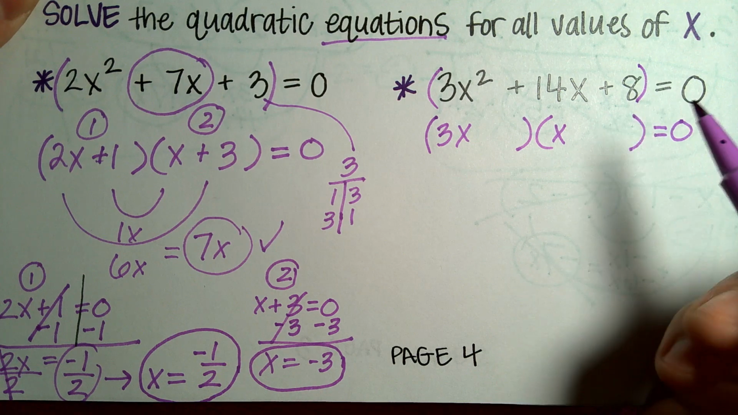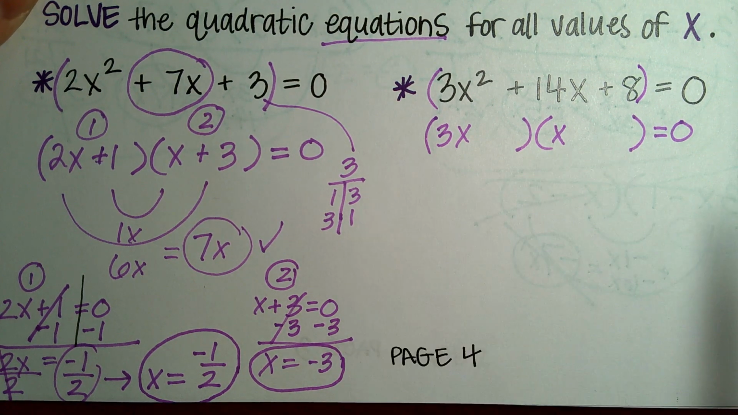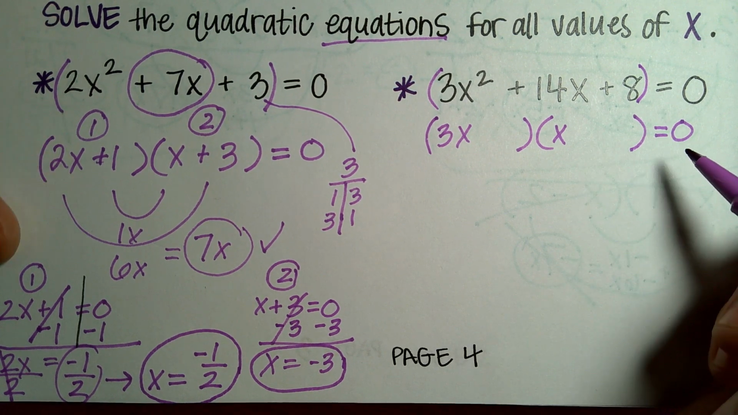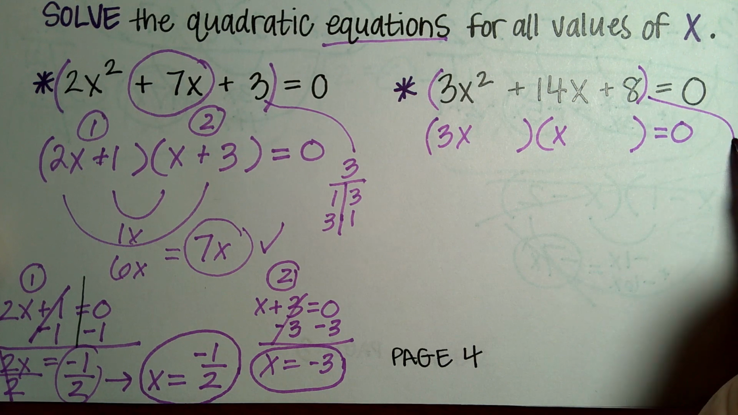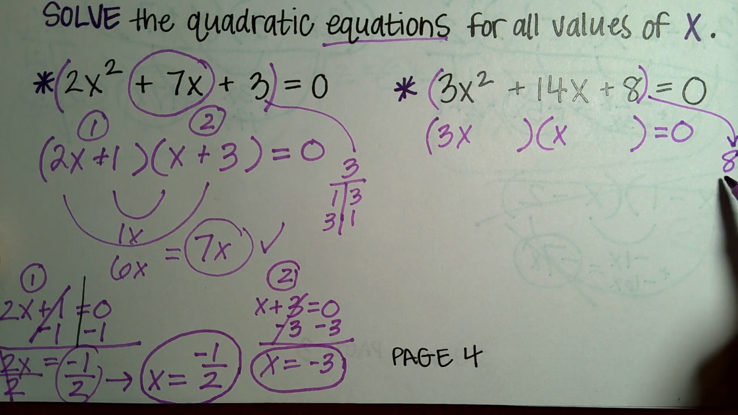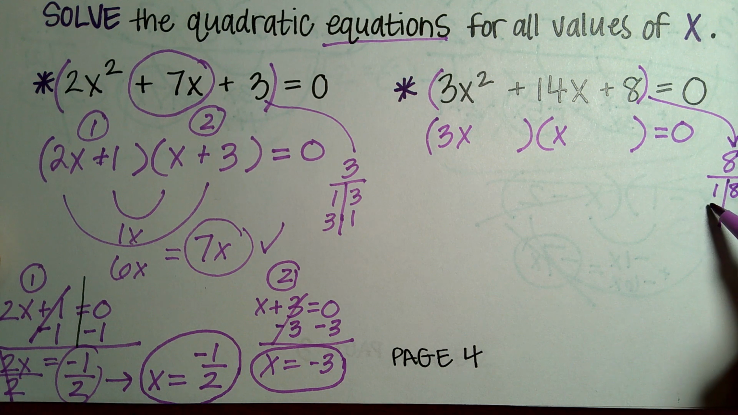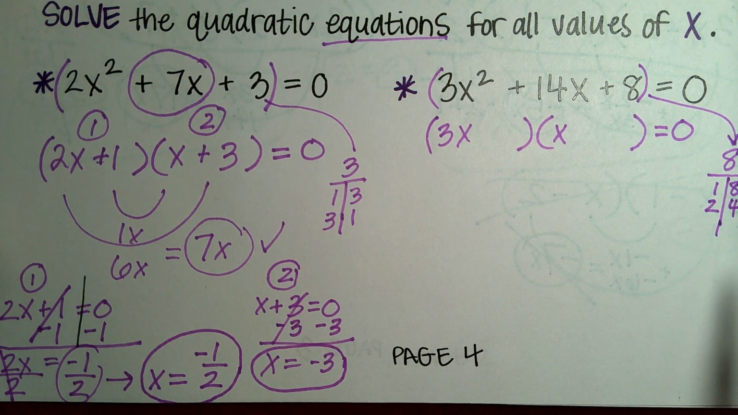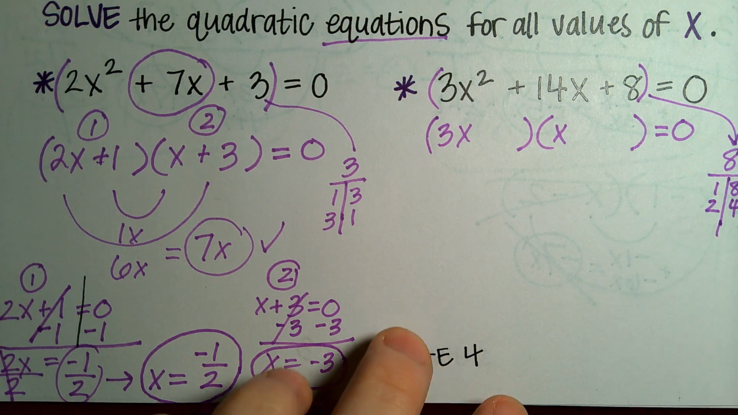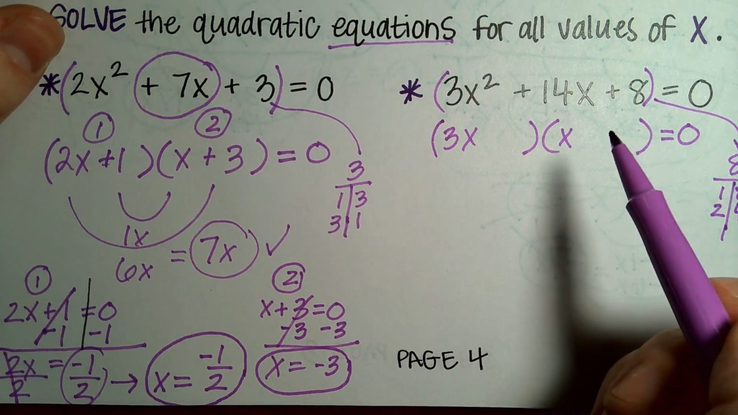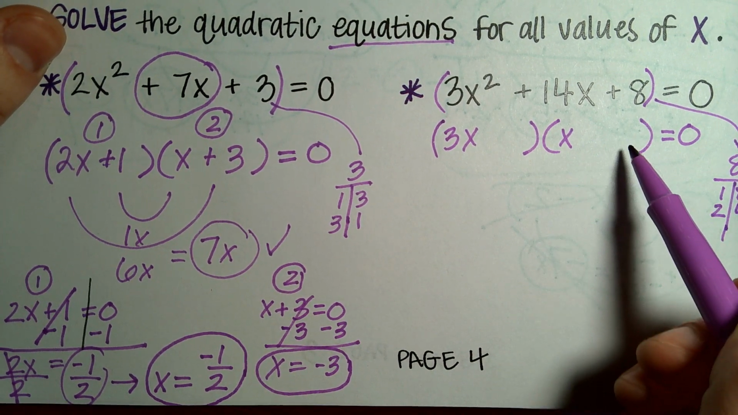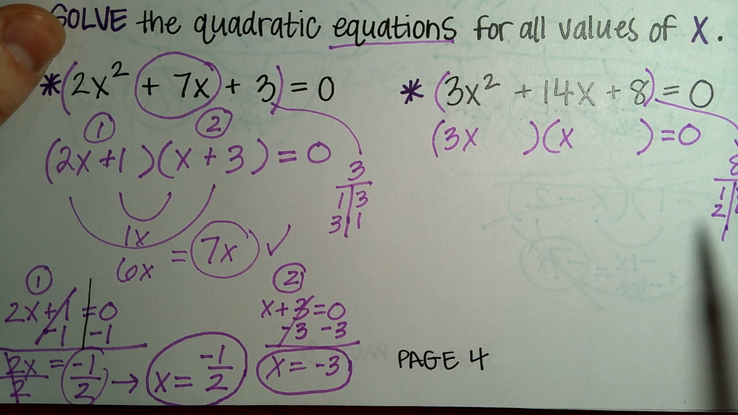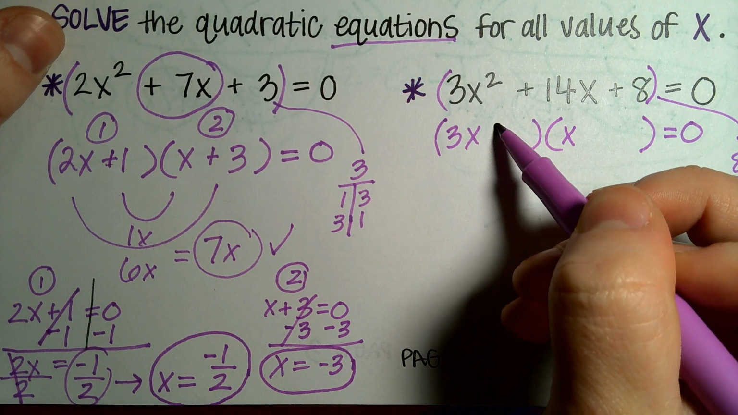So how am I going to find my numbers? Factors of it. Yeah, I want to find my factors of 8. I've got 1 and 8, 2 and 4. Which one should we try? 2 and 4. Yeah, because 4 times 3 is 12, and 12 plus 2 is 14, so that one's going to work.